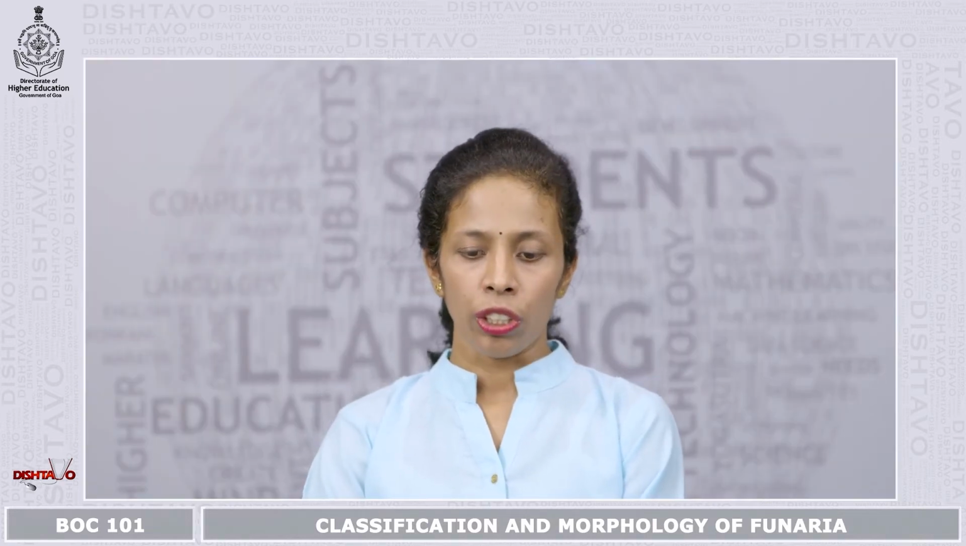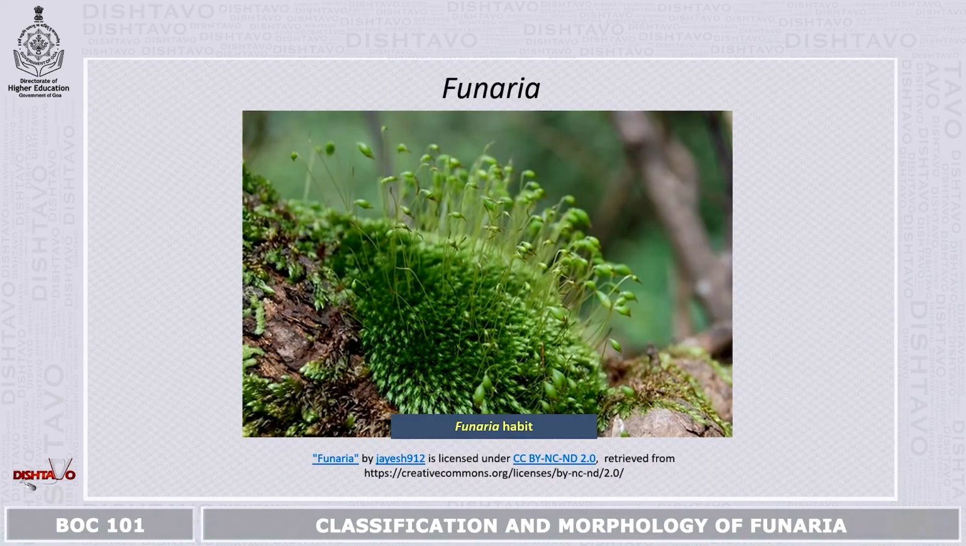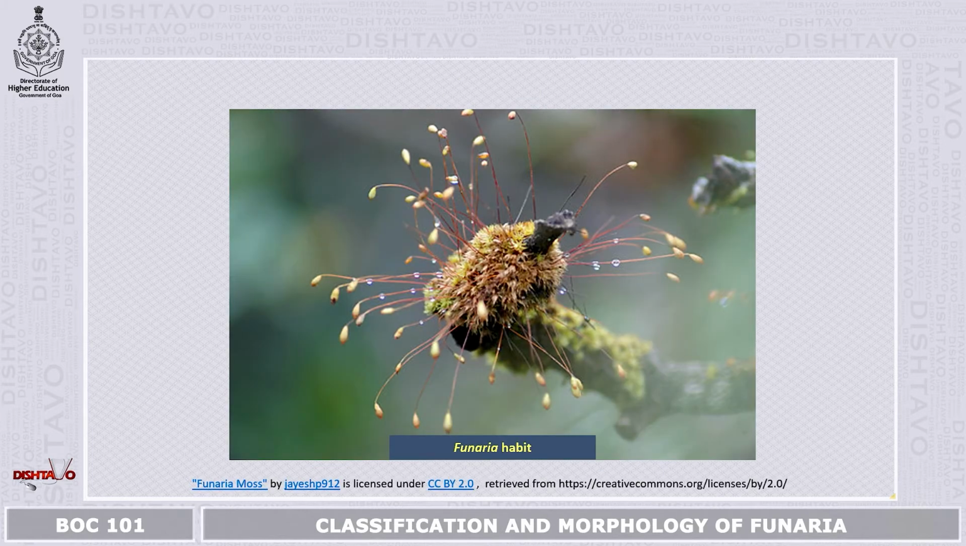Coming to the introduction, this is the Funaria habit in the picture showing the thallus and the capsule. Funaria is very common and can be seen everywhere during the rainy season. The capsule with the seta, and this is the thallus.